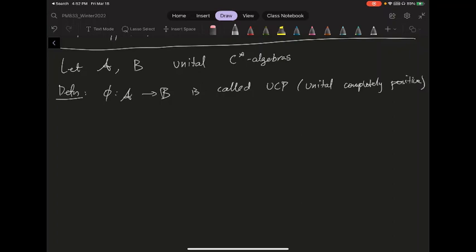So let me explain them separately. First of all, unital means phi maps the unit to unit. So the identity inside A will be mapped to the identity inside B.